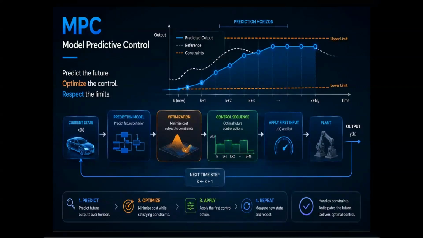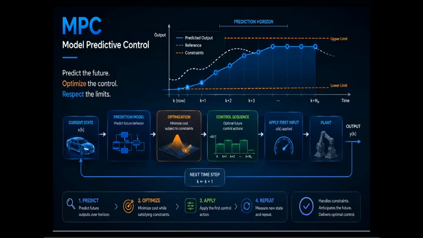So far, every controller we've discussed has one thing in common. They react to what is happening now. Model predictive control takes a fundamentally different approach. Instead of asking, what should I do at this moment, MPC asks, what is the best sequence of actions over the next few seconds? To answer that question, the controller first uses a mathematical model to predict how the system will behave in the future.